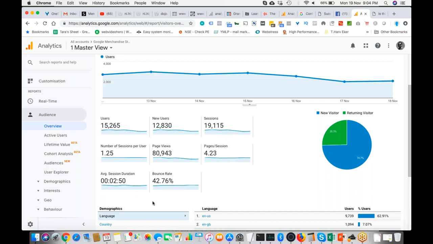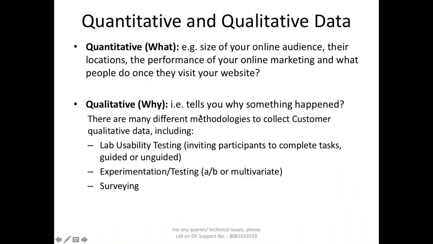What is the bounce rate? That's the bounce rate. What is the average session duration? This. So these metrics, like sessions, users, pages per session, bounce rate, average session duration, etc., are answering what. So that's the quantitative data. Quantitative data answers the what.